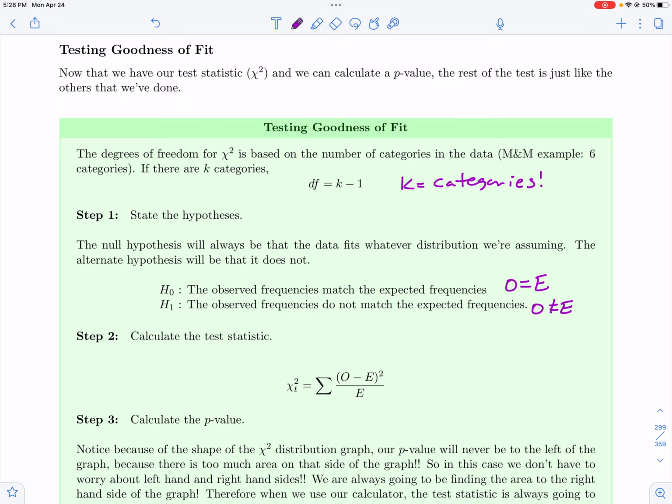All right, so next thing we have to do is calculate our test statistic, which we talked about above. And again, I'll show you how to do this on the calculator. And then just like in the last section, when it comes time to find our chi-squared sub c, our comparison, we're going to have to use the table for that one, because we don't have a nice inverse chi-squared function.